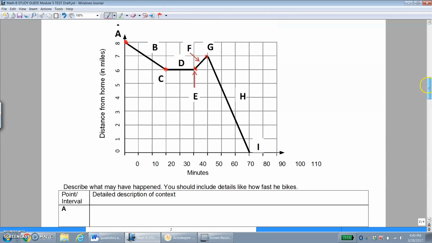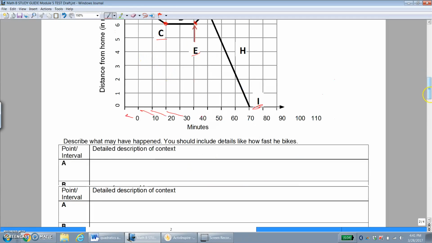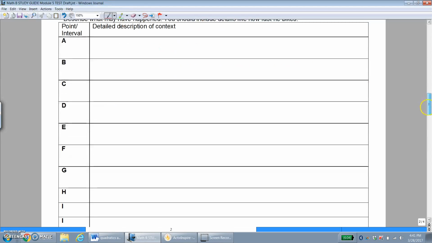And on the parts that aren't moving, like A, C, E, G, and I, tell me the distance of what he is from home. So A, you would say, these actually should be shifted over one. At 0 minutes, he's 8 miles away from home. So that means at C, this is here, this is here, this is here. At C, that would be 30 minutes after he started. He's 6 miles away from home. So hopefully that helps, because you're going to need to be able to look at a graph and tell a story.